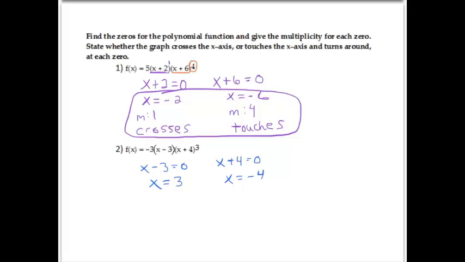Then we're going to do the multiplicity. So this first one has an exponent of 1, so its multiplicity is 1. The second one has a multiplicity of 3, because its exponent is 3. Both of these are odd, so both of these, the graph crosses at that point.